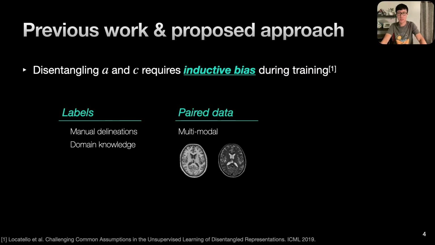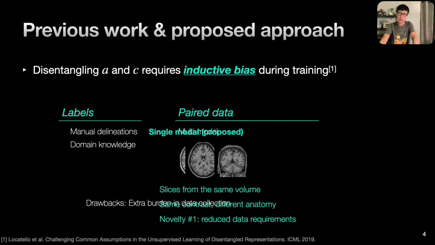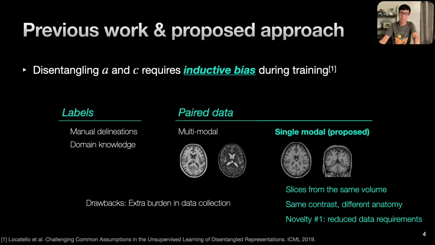Multi-modal images of the same anatomy are the most commonly used paired data to achieve disentanglement in medical imaging. These images are assumed to have the same anatomical information and different contrast information. However, these multi-modal paired data and labels generally introduce an extra burden in data collection. This is not ideal in many applications. Motivated by this, we propose a single modal disentangling framework.